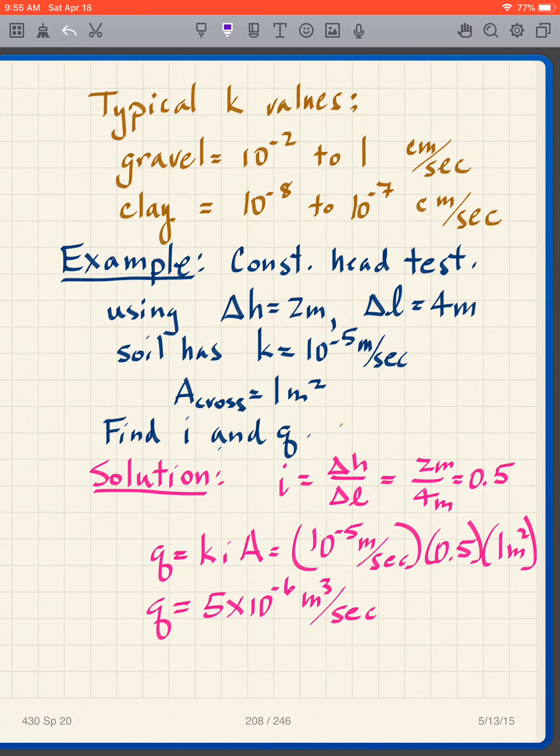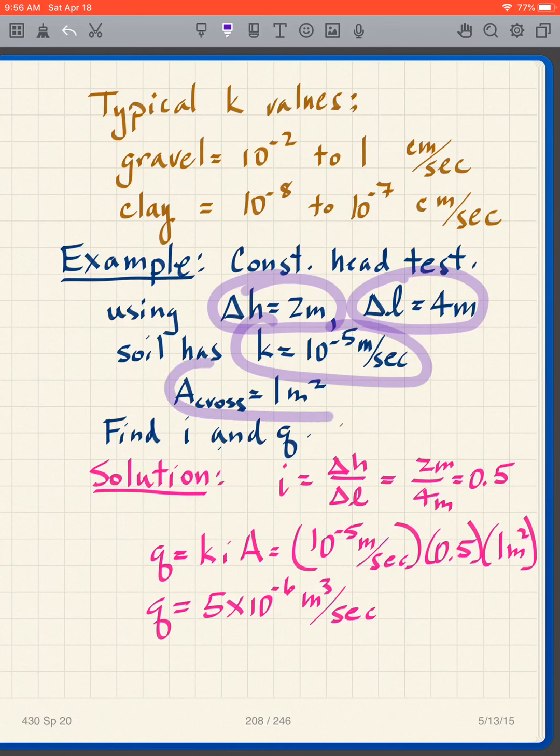So let's look at this example. Suppose, so this is called a constant head test. Why constant head? Because we maintain, in this case, the delta H throughout the test. So for using delta H equals 2 meters, delta L is 4 meters, and if the soil has a K of 10 to the minus 5th meters per second, and a cross-sectional area of 1 square meter, this example is to find I and Q.